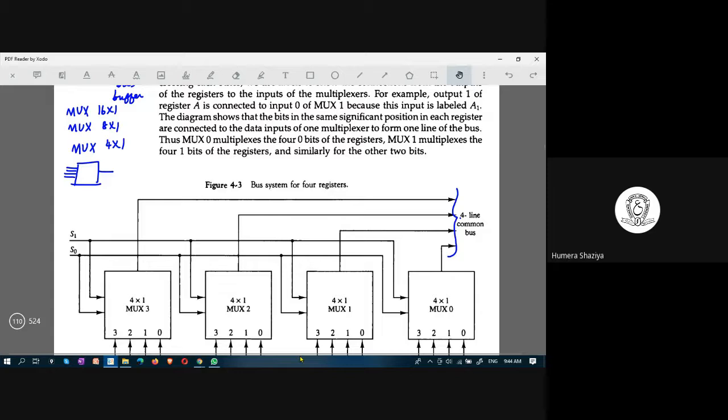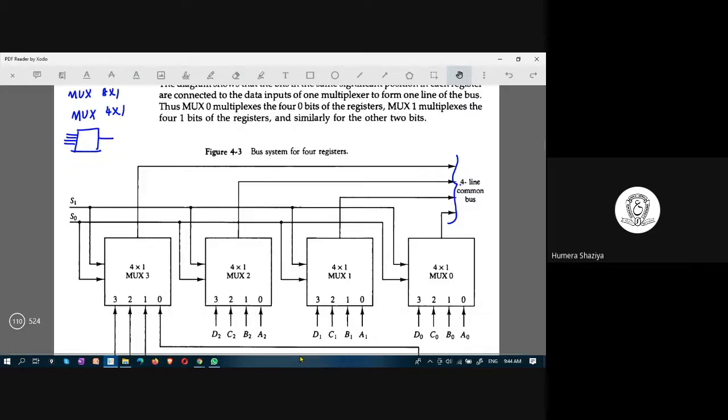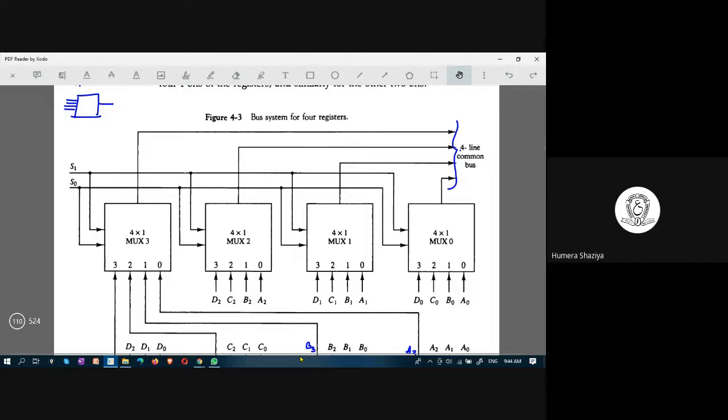This is line 1, 2, 3, 4, or you can say 0th line, first line, second line, and third line. So 4 lines. From where are you getting these lines? 0th line you get from mux 0. This is the 0th line. This is the first line, you are getting from mux 1. This is the second line, you are getting from mux 2. This is the third line, you are getting from mux 3. 3, 2, 1, 0. All right.